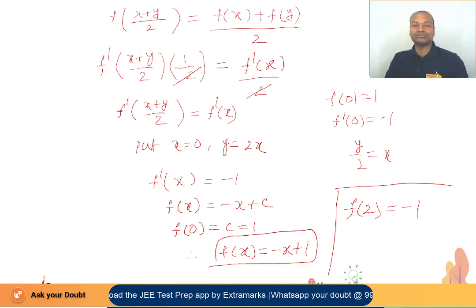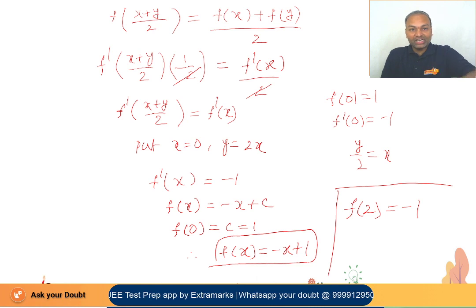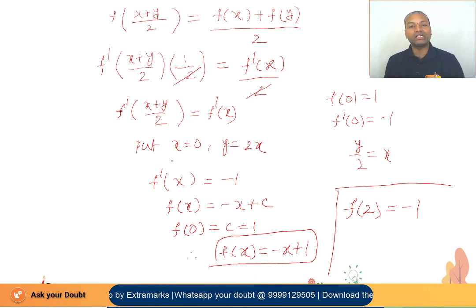Minus 2 plus 1 is what? Minus 1. Right? So observe this functional relation concept. We discussed this problem in 3 methods. I think the third and second methods are easy compared to the first method.